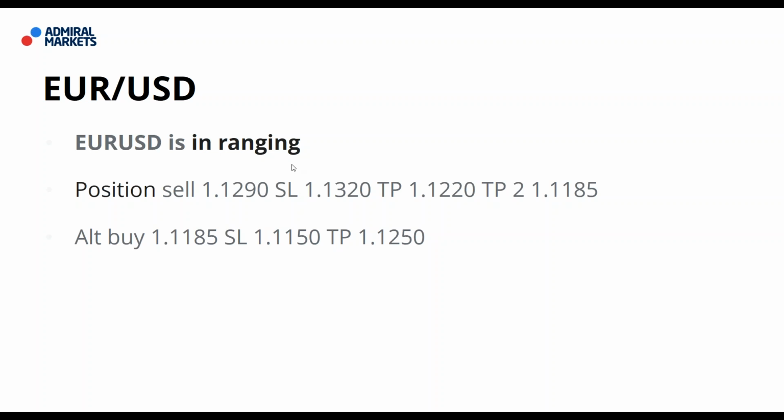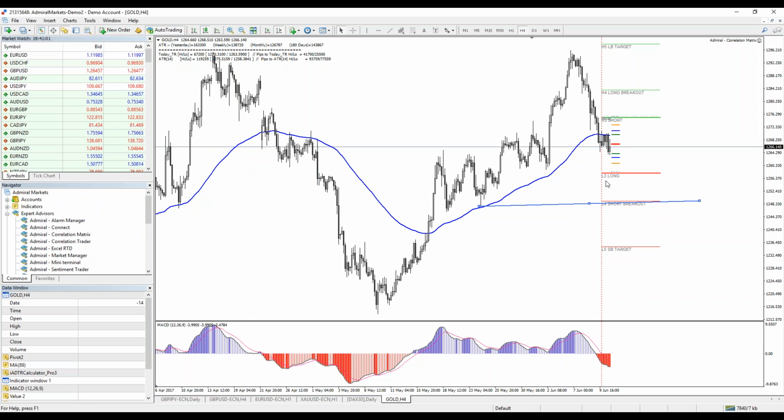As always, this is euro dollar. So gold, as I say, could probably be bought here if it dips. If it makes a dip, I think 1257.85, 1258 could be good to go long.